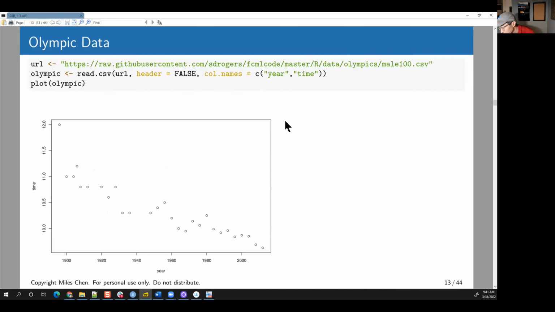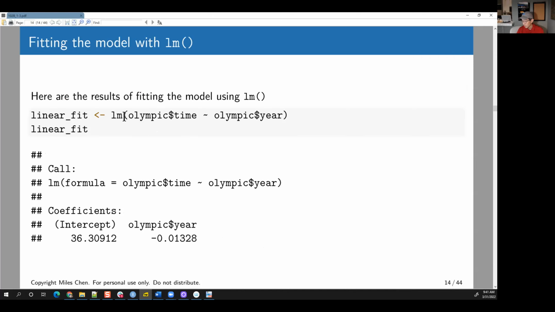So let's just try this on something that's not as much of a toy data set. So we'll take a look at the Olympic data set. So we saw this again, this is the track and field 100-meter foot race in the Olympics. And this is the gold medal time. And so if we did lm, it says our intercept is 36.309 and the slope is negative 0.013.